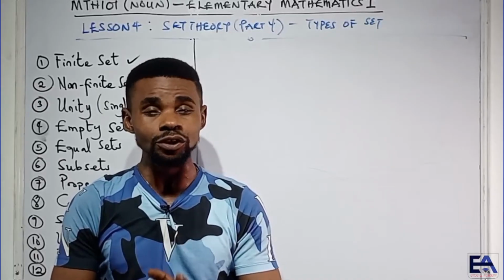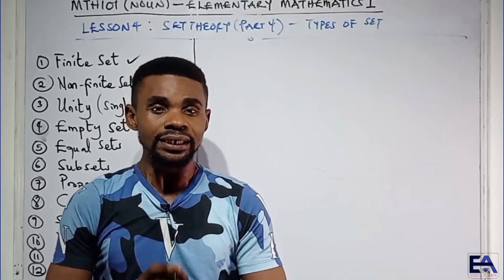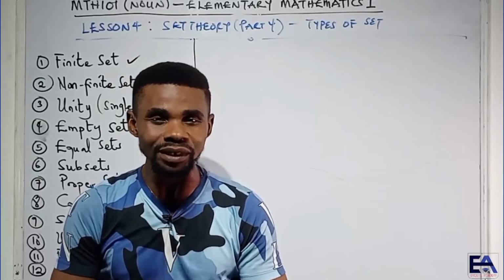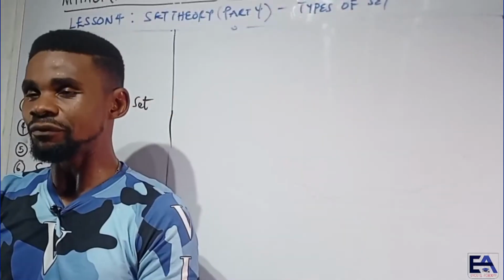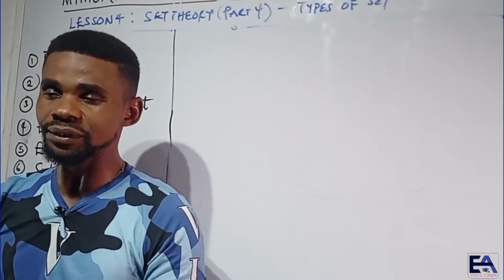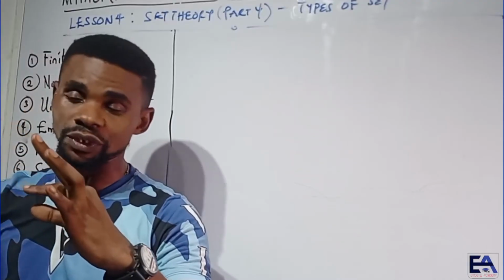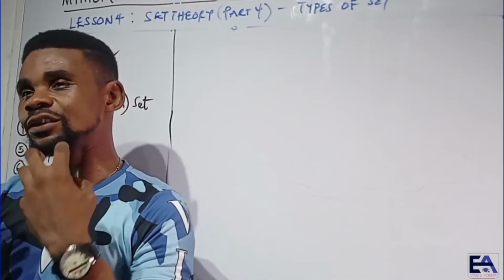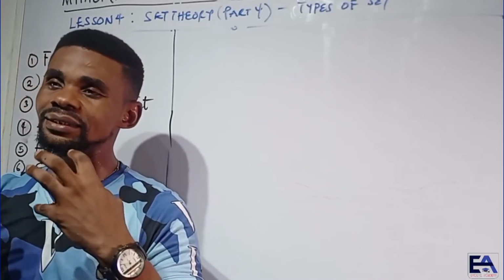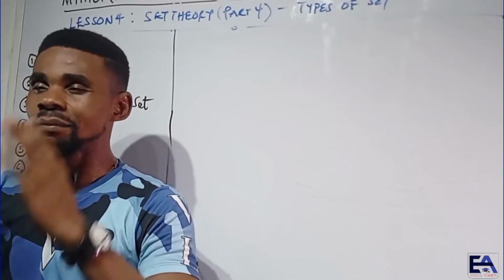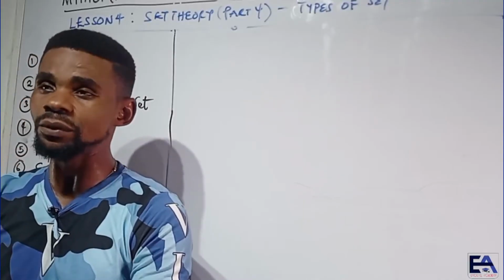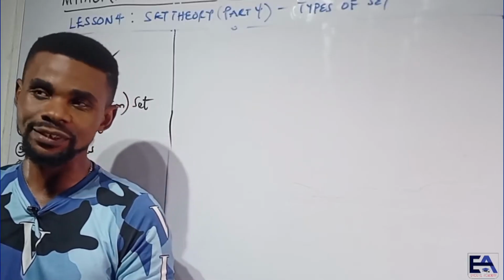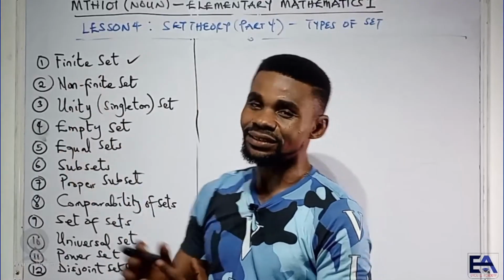It does not matter how large the number is. It could be over 500 registered NOUN students in a given semester, but the fact still remains that it is countable, it is definite, it is not infinite. Do you understand? So it could be a set that has only a few elements, and it could also be a set that has a large number of elements, but what matters is that it is countable, it is definite.